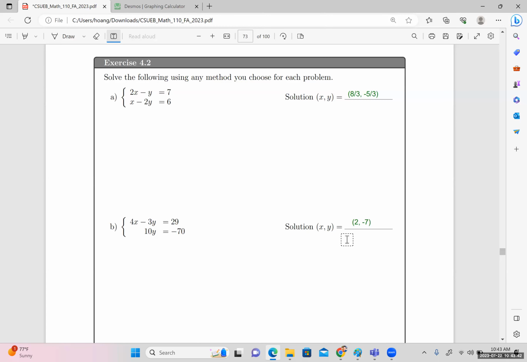I would like to show you problem number 2, maybe, but as you can see, the question says solve the following using any method you choose for each problem, and keep in mind that you should not try the graphical method, okay?